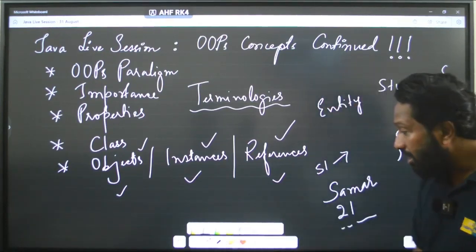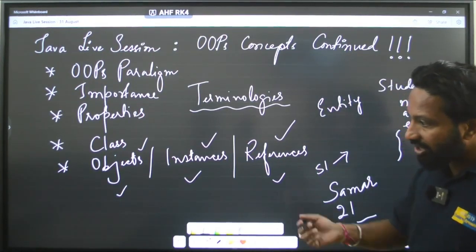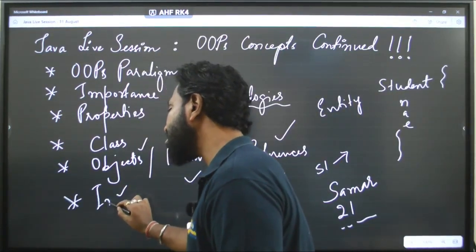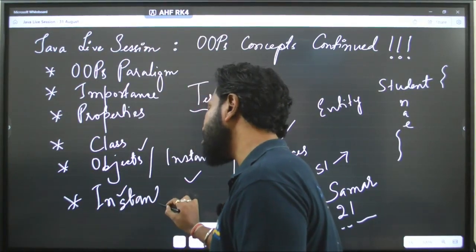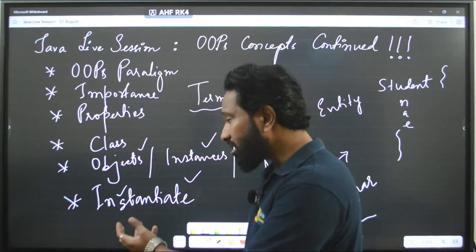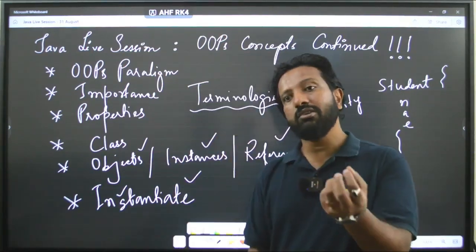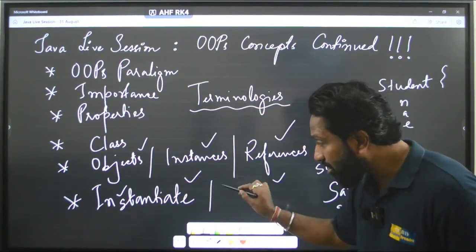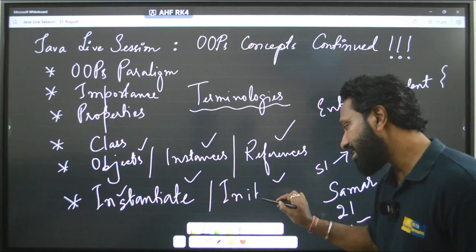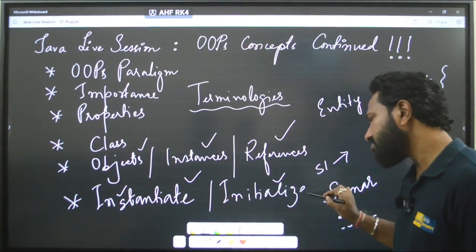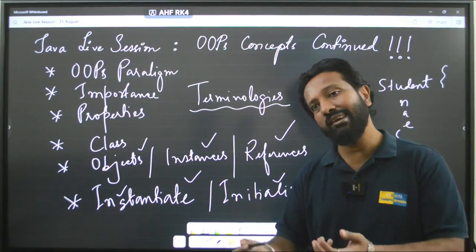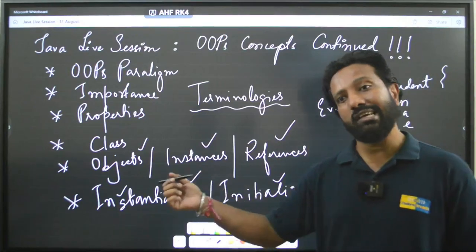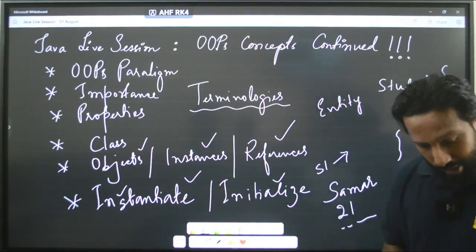Fine, got it. Now after that, what did you learn? We learned how to create objects, to instantiate. Guys, this word that I am using here will be used multiple times. Instantiate, or sometimes you will say initialize or create, same thing. When you are instantiating an object or initializing an object, you are doing the same thing.